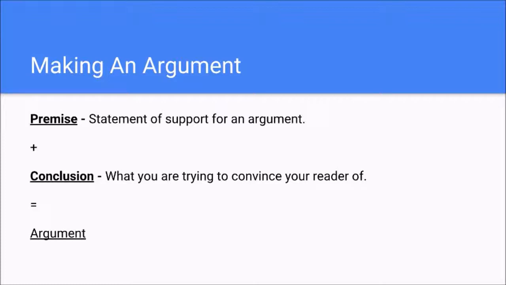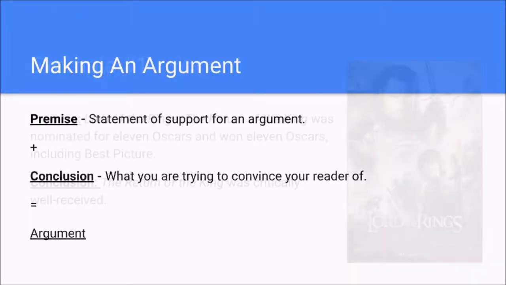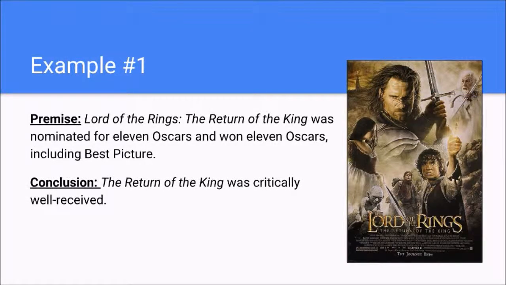Let's look at a few basic examples. In this first argument, my premise is that The Lord of the Rings: The Return of the King was nominated for 11 Oscars and won all 11 Oscars, including Best Picture. My conclusion is that The Return of the King was critically well received. This is a very basic argument, but again, the premise is standing as support for my conclusion. In other words, I'm saying that you can tell that the movie was well received based on all these awards, my evidence.